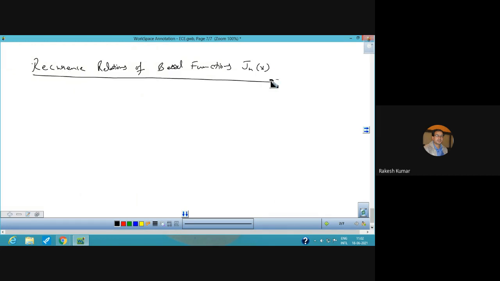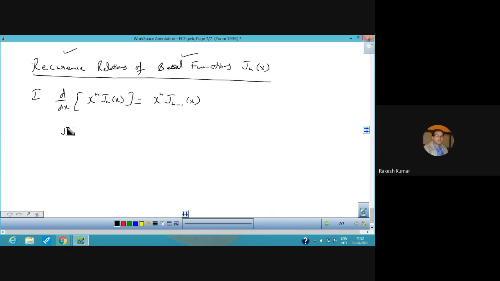So the first recurrence relation is d/dx, the derivative with respect to x, of x raised to power n J_n(x), and that is equal to x raised to power n J_{n-1}(x). This is what we need to prove. This is the first formula, or first recurrence relation, of the Bessel function.